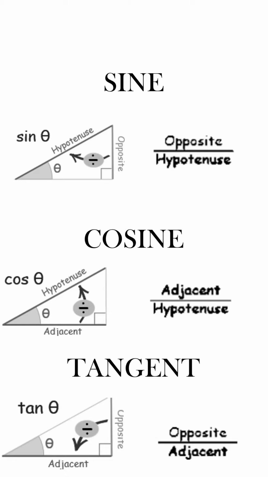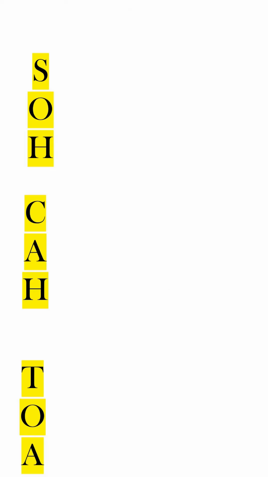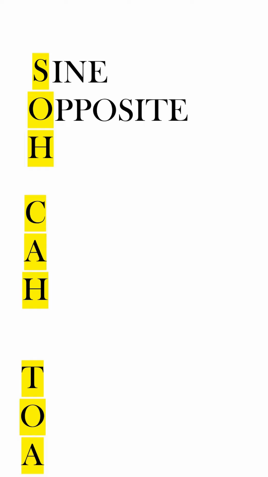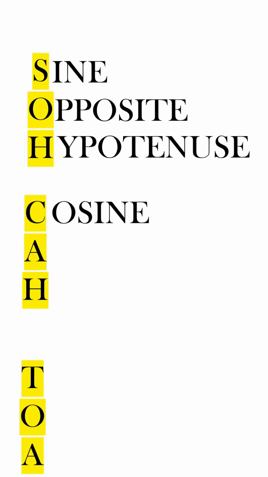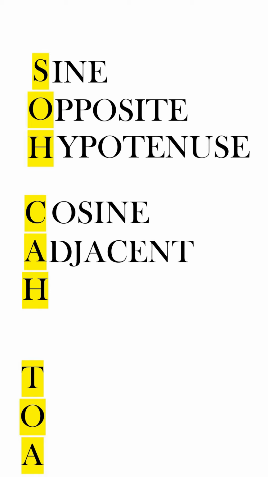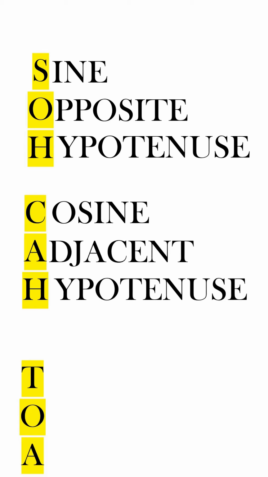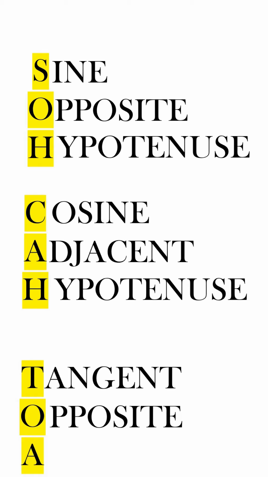An easy way to remember these formulas is known as SOHCAHTOA. It's really easy to remember if you make a little sound out of it. SOH stands for the ratio sine, and the formula is opposite over hypotenuse. CAH stands for the ratio cosine, and the formula is adjacent over hypotenuse. TOA stands for the ratio tangent, and the formula is opposite over adjacent.